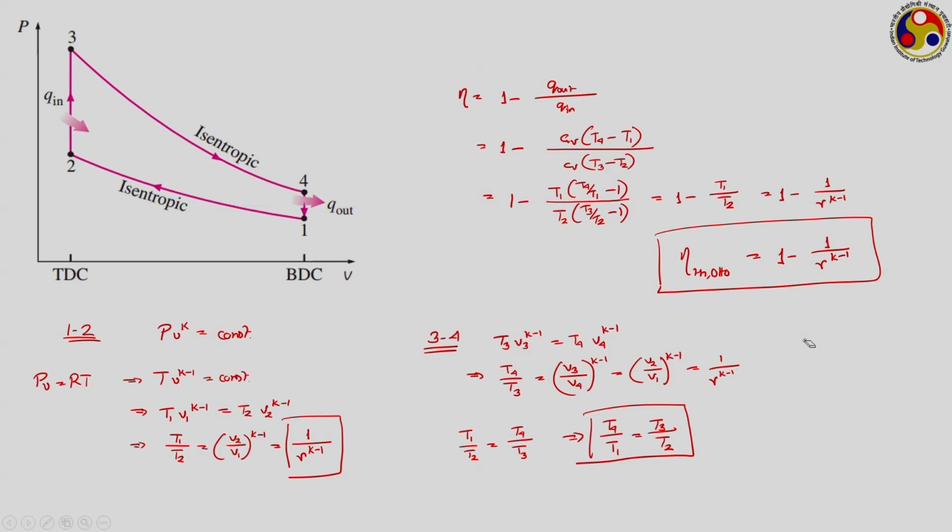The net work output W net can easily be obtained as the eta thermal into Q in from the efficiency expression. So, this way you can calculate the work output.